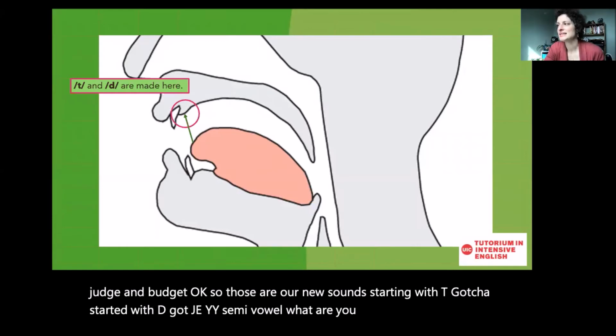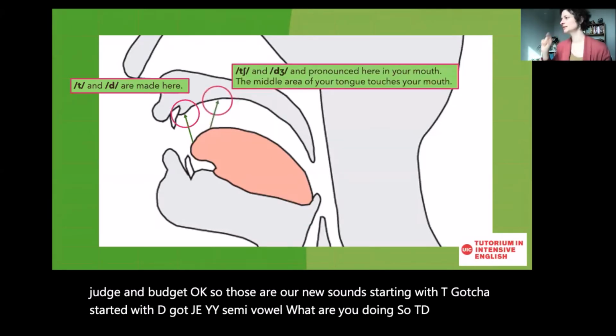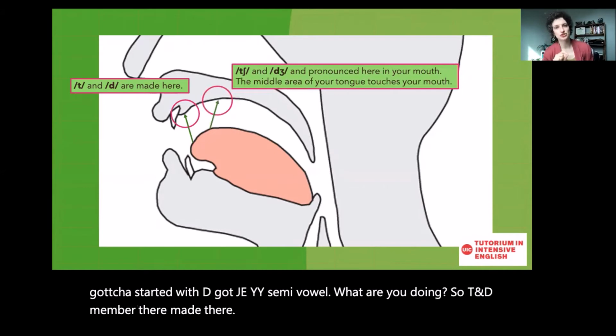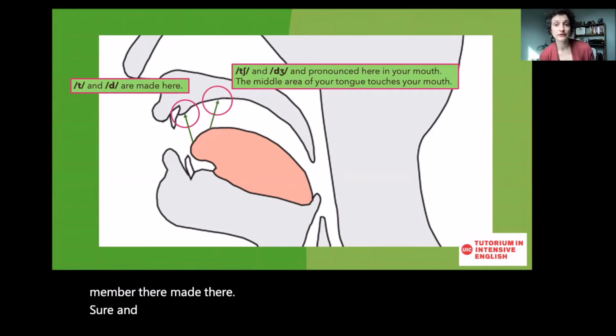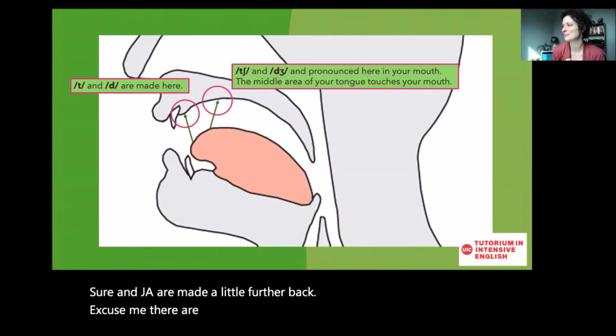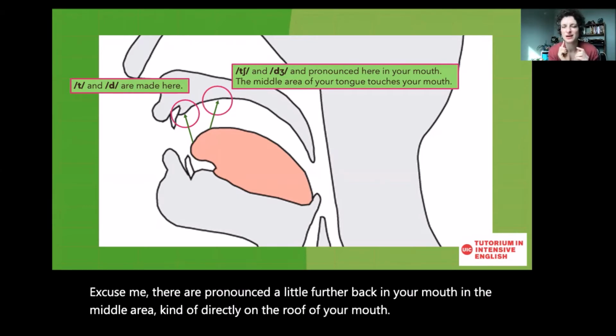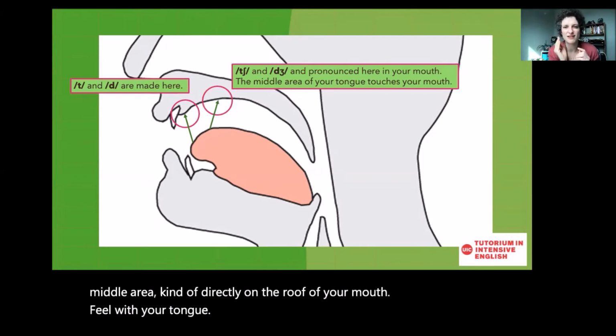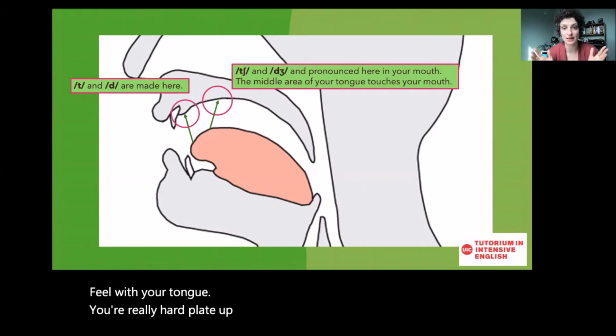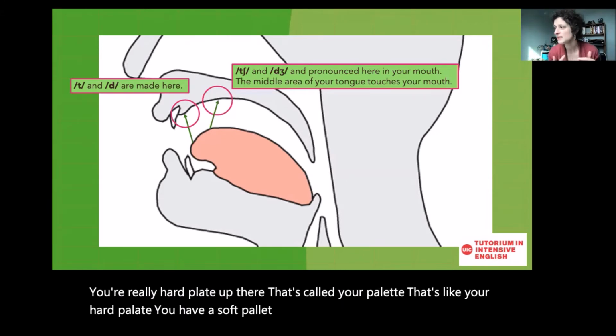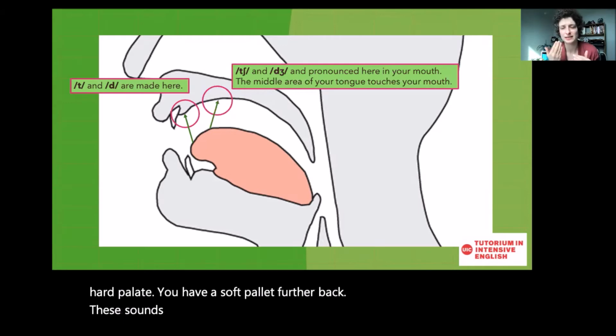So T and D, remember, they're made there. Ch and j are pronounced a little further back in your mouth, in the middle area, directly on the roof of your mouth. Feel with your tongue. There's a really hard plate up there. That's called your palate, the hard palate. You have a soft palate further back. These sounds are made in your hard palate.